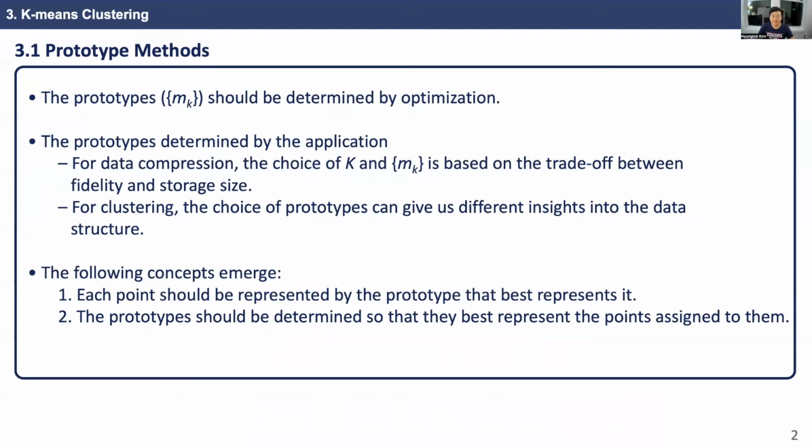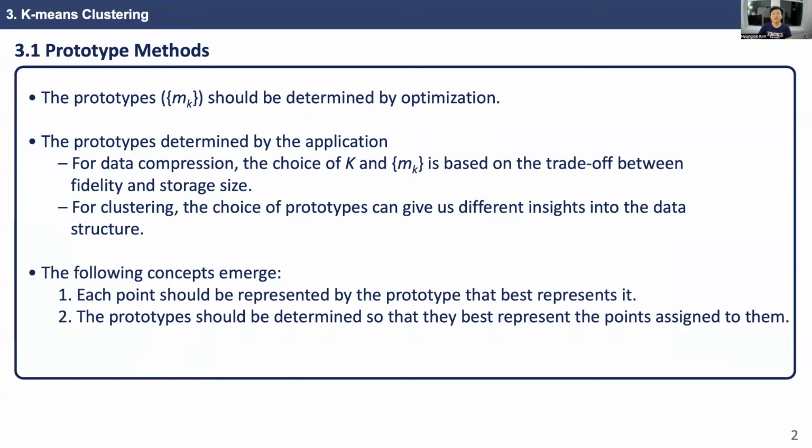The prototypes, such as the number of centroids, clusters, and location, should best represent the data, right? And this is done by an optimization method. And best is, of course, determined by the application. For instance, for data compression, the choice of K and M_K is based on the trade-off between fidelity and the storage size. And for clustering, the choice of prototypes can give us different insights into the data structure.